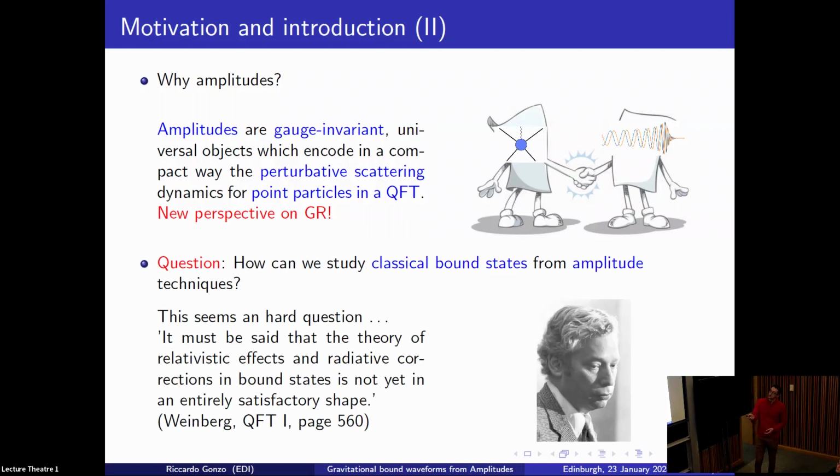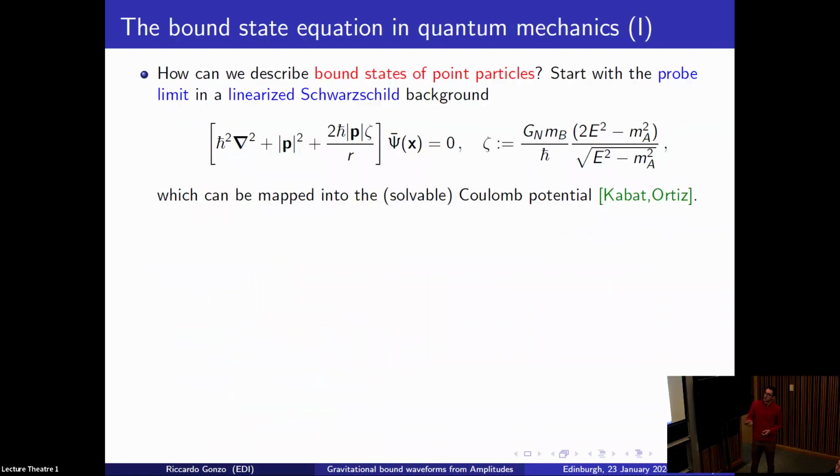One of the questions we're trying to address is how we can study classical bound states with amplitudes. I like this quote from Weinberg. You've seen my talk before, if you remember. "It must be said that the theory of relativistic corrections to bound states is not entirely in a satisfactory shape." This is volume 1 of Weinberg, the usual standard textbook for quantum field theory. So I think there is still a lot to do about bound states in quantum field theory, and I will try to give a new perspective on this, hopefully.